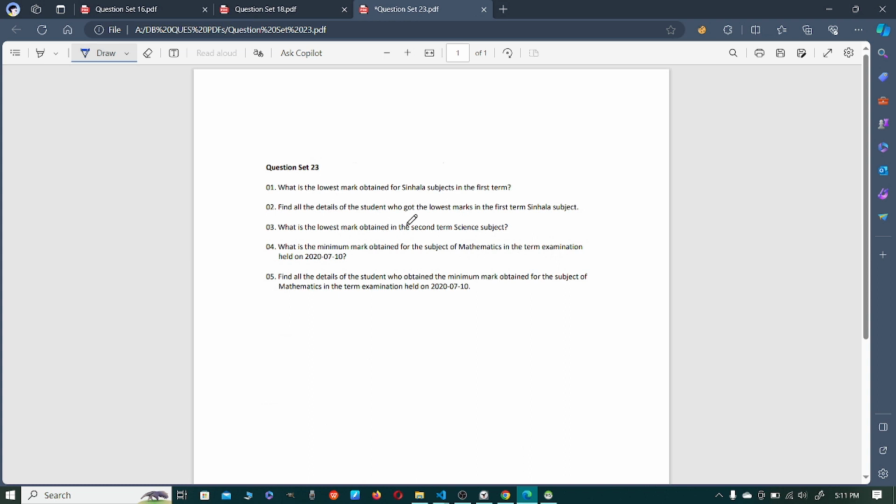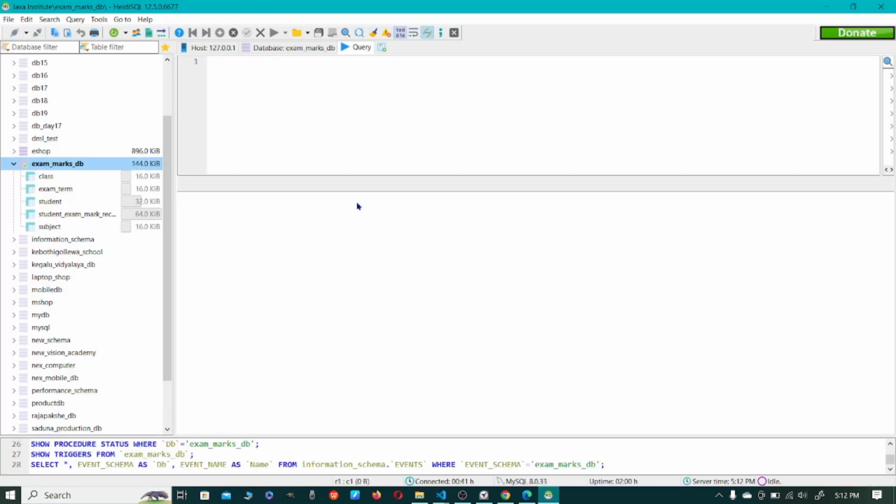So this will be the PDF of today's question set. The first question is, what is the lowest mark? Lowest mark means we have to use the keyword min. What is the lowest mark obtained for a single subject in first term? So we need the term table, the subject table, and the quiz table. So in total three tables and the keyword min. So let's type our query.